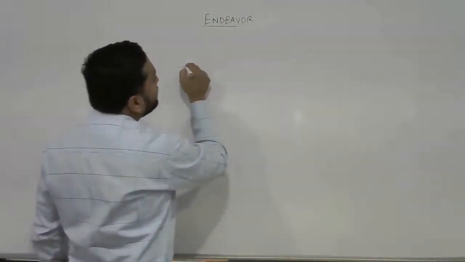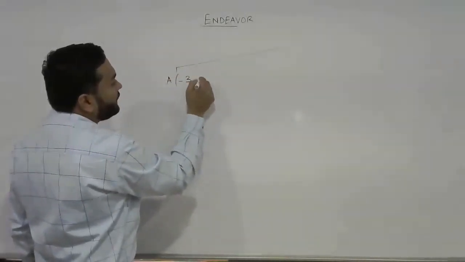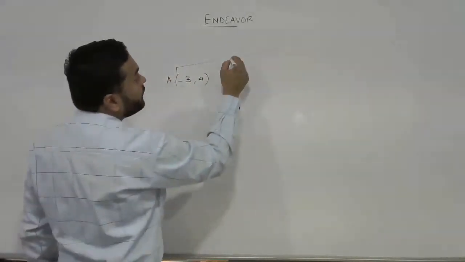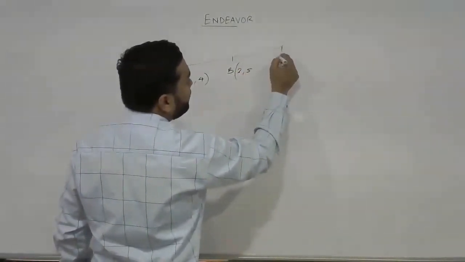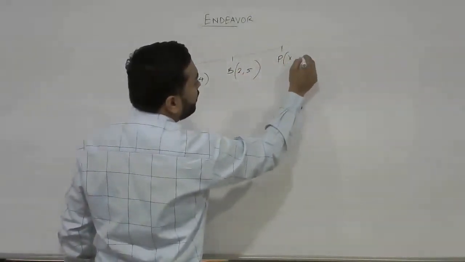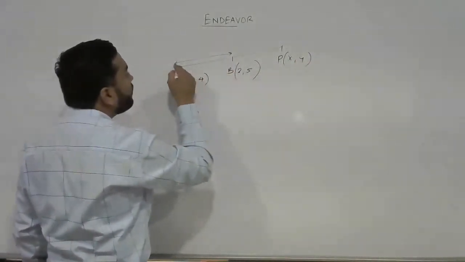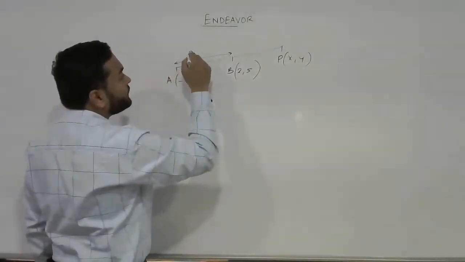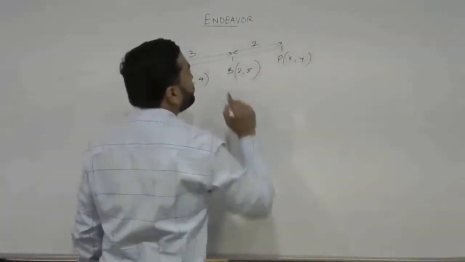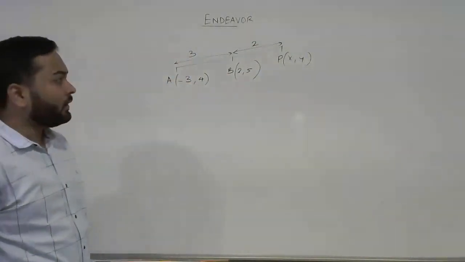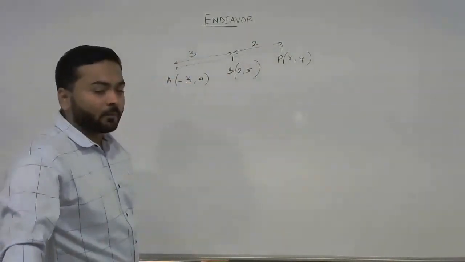Let's say there is a point A which is (minus 3, 4). There is a point B which is (2, 5), and for P it is (x, y). And now it says that this distance is 3 and this distance is 2, and you have to find the x and y coordinates of P.